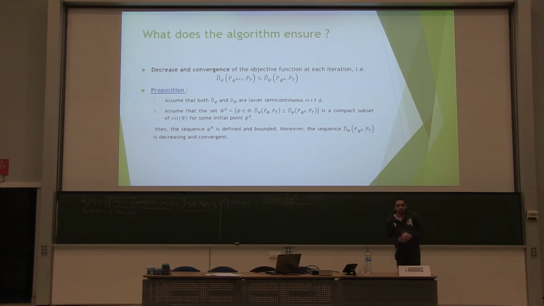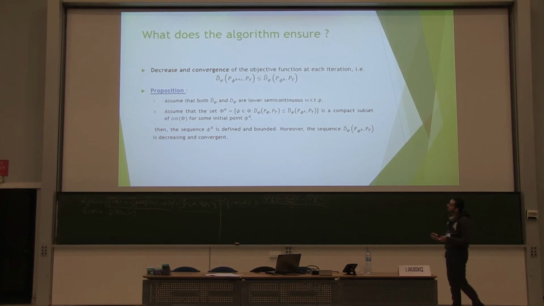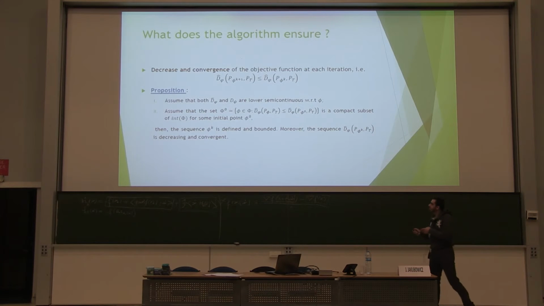So now that the algorithm is presented, what does it ensure? We need the algorithm to converge, and towards what? The first property is that the objective function, which is the estimated phi divergence, is ensured to decrease under not very difficult assumptions. We demand just lower semi-continuity for the objective function, the estimated phi divergence with respect to phi, and the distance-like function also.